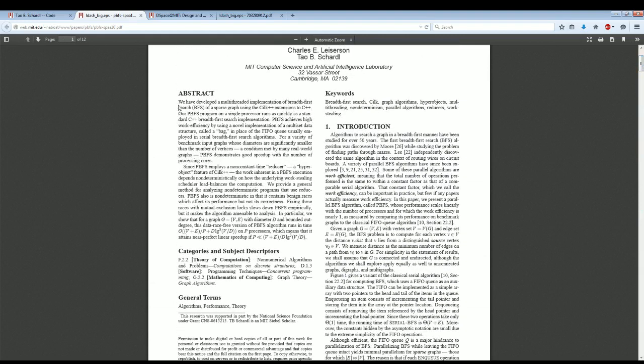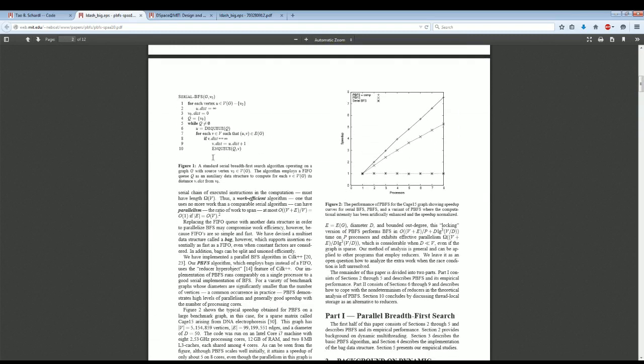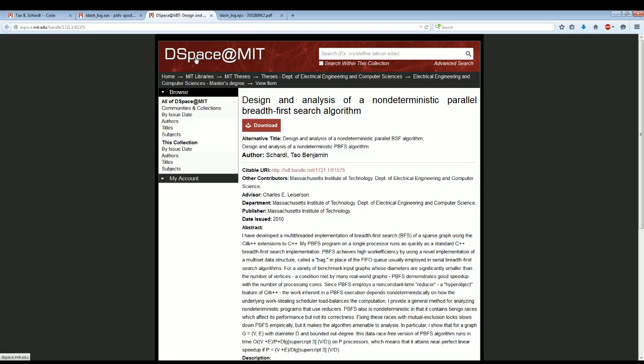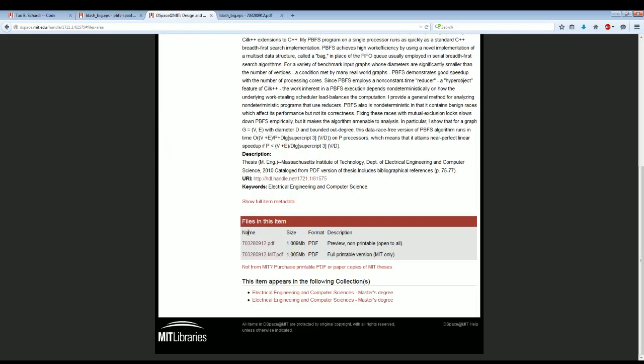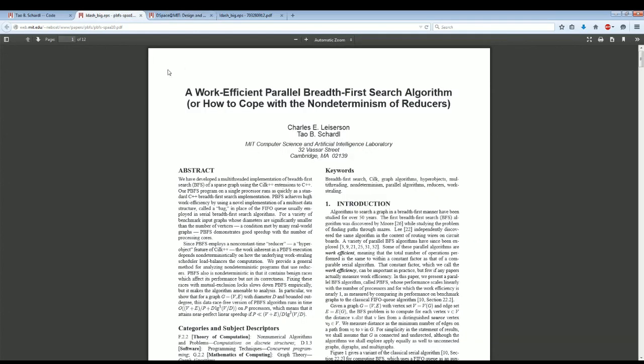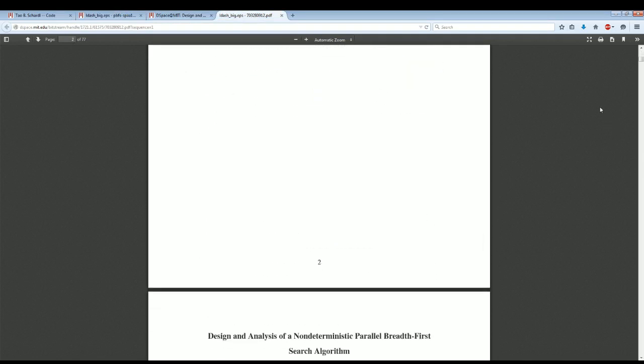But if not, just read the abstract and the introduction, and that'll give you a better idea of what it's showing you here. If you are, however, very interested, if you head over to the MIT website and look up the parallel breadth first search algorithm, it'll take you to a page where you can download a paper where they go through the design and the analysis of it. So here's the 12-page paper that just introduces and explains it, but here's a 77-page paper which gives you the whole rundown on it.